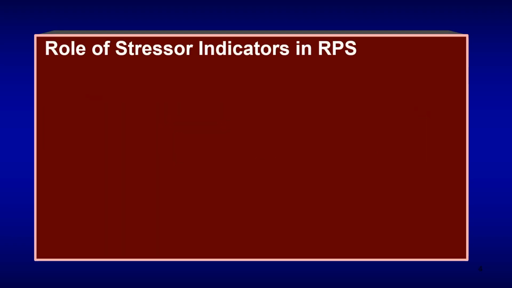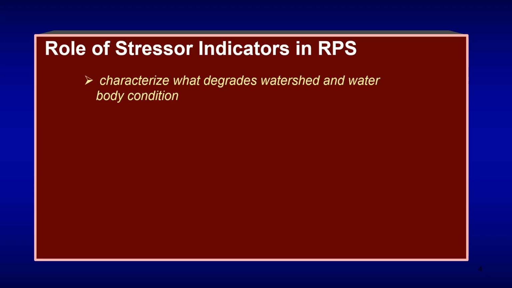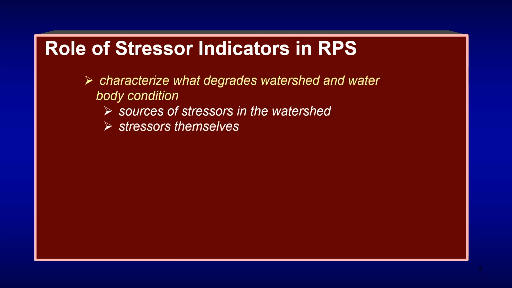The main role played in RPS by the stressor category is to characterize traits that might degrade watershed condition. The category's indicators are mostly potential sources of stressors, but may also include stressors themselves where measurable.